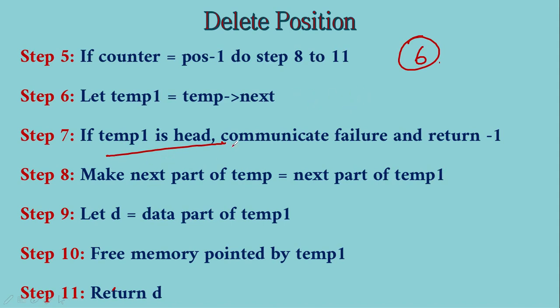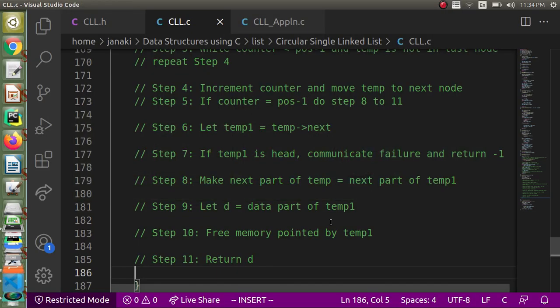So this check will prevent us and protect us from doing a wrong thing, right? So let us check if temp1 is head, and we will communicate failure and return -1. Otherwise, we make the necessary changes. Next part of temp will be equal to next part of temp1, and D will be the data part of temp1. Free the memory pointed by temp1 and return D.